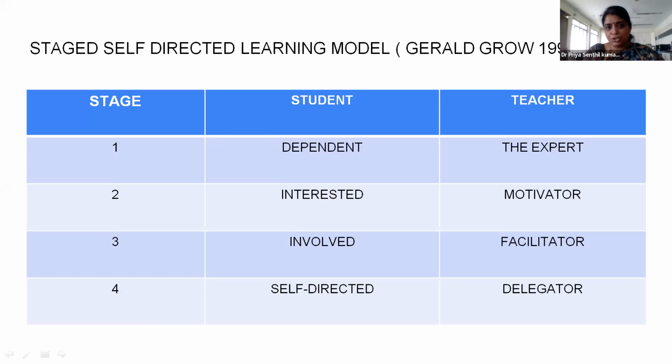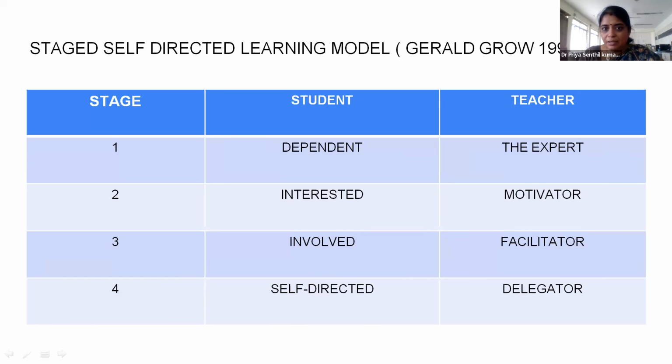If there is a mismatch, like if the student is in the stage of being a dependent student and he gets a teacher for stage 3 who acts like a facilitator, the student might not benefit from that.